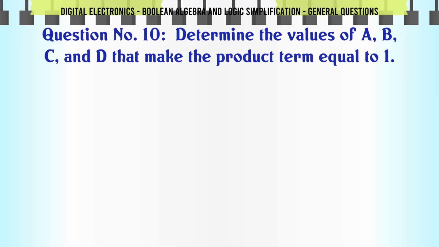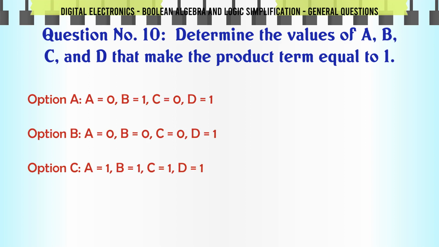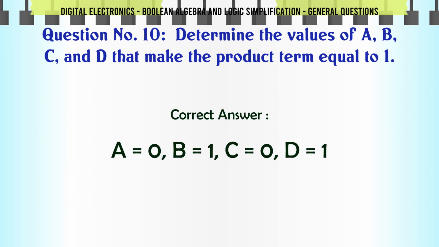Determine the values of A, B, C, and D that make the product term equal to 1. A: A0 B1 C0 D1. B: A0 B0 C0 D1. C: A1 B1 C1 D1. D: A0 B0 C1 D0. The correct answer is A0 B1 C0 D1.